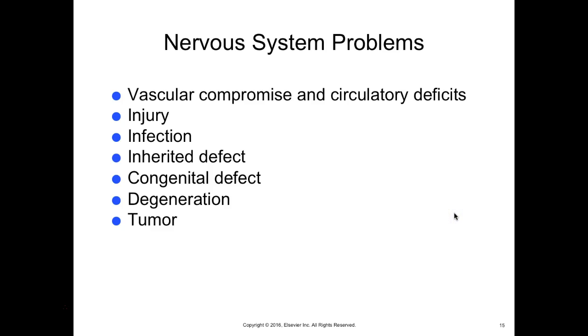So nervous system problems, let's get into the pathology here. So we have vascular compromise and circulatory defects and deficits. We have injury, infection, inherited defect, congenital defect, degeneration, and we'll finish up with tumors.